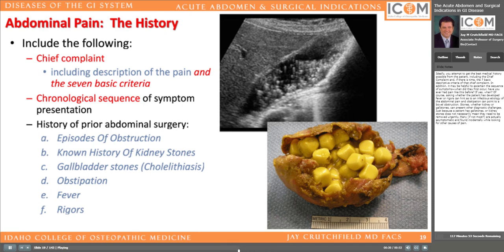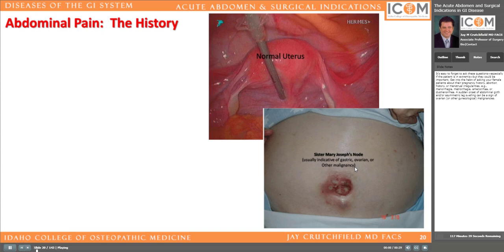Of course, asking whether the patient has developed fever or rigors can hint as to an infectious etiology of the abdominal pain, and obstipation can point to a bowel obstruction. Stones, whether kidney stones or gallstones, can present other diagnostic challenges. Just because a patient has gallstones or kidney stones does not necessarily mean they need to be removed urgently. Many, if not most, are actually asymptomatic and found incidentally while looking for other causes of pain. It's easy to forget to ask these questions, especially if the patient is in extremis, but they could be important.